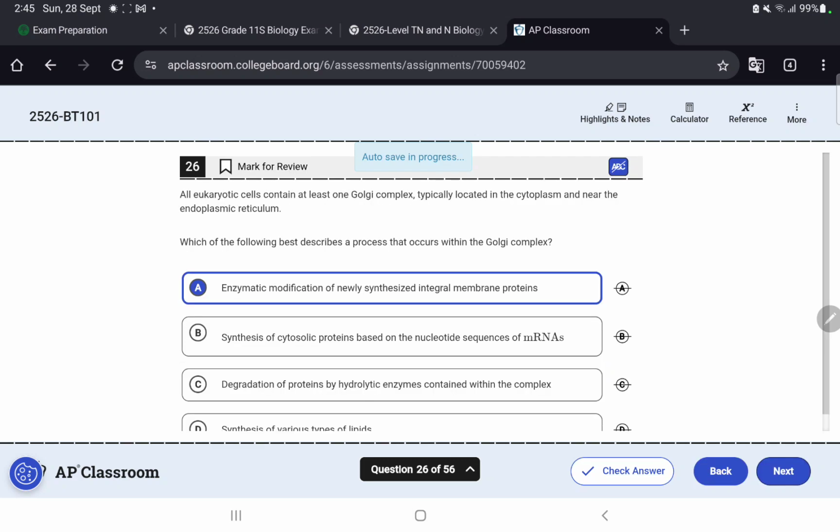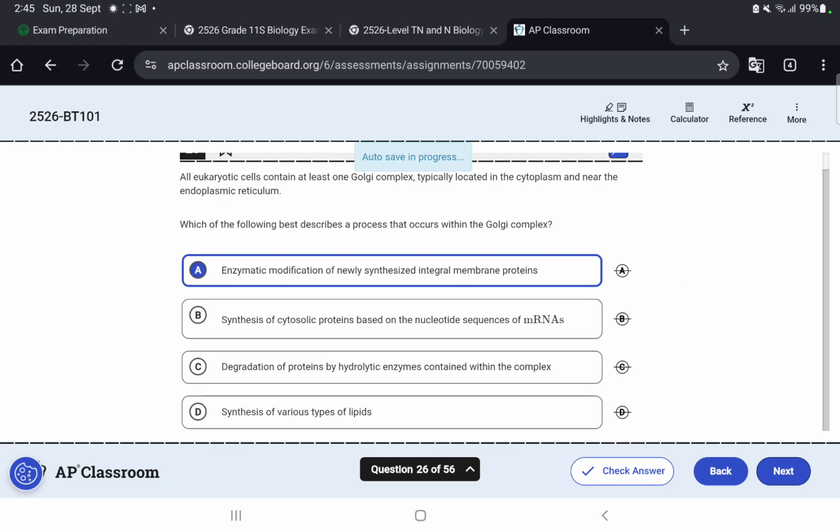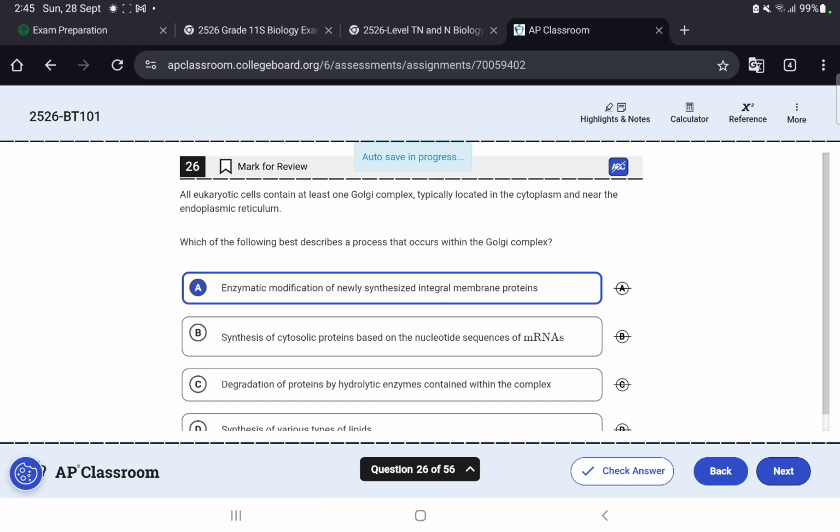All eukaryotic cells contain at least one Golgi complex, typically located in the cytoplasm and near the endoplasmic reticulum. Which of the following best describes a process that occurs within the Golgi complex? Enzymatic modification of newly synthesized integral membrane proteins. Basically, all they're telling you here is that it takes the proteins and modifies them. They are newly synthesized proteins, so newly synthesized proteins undergo modification.